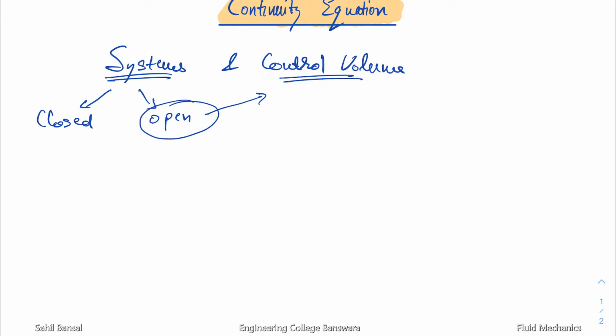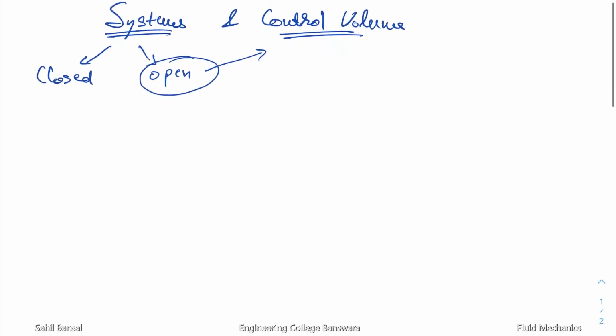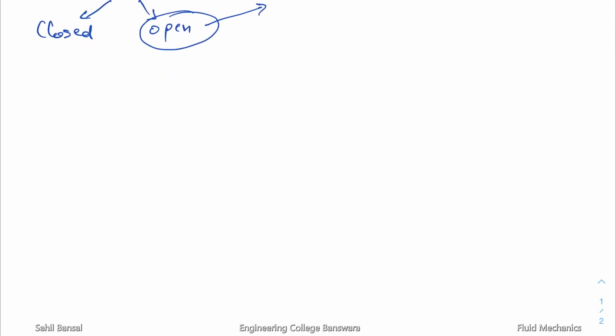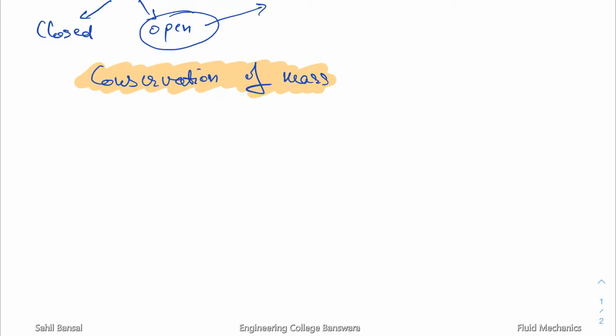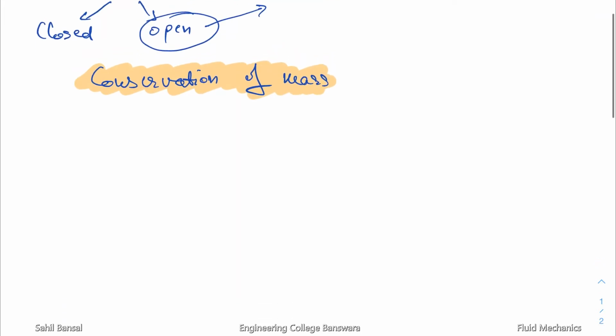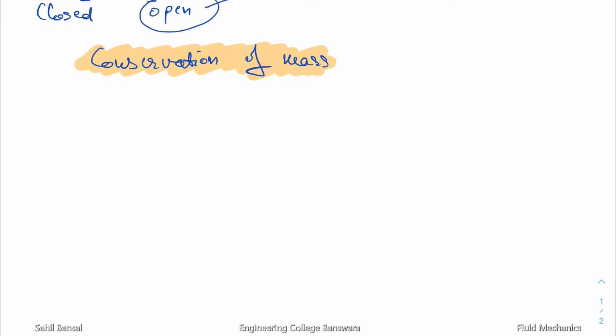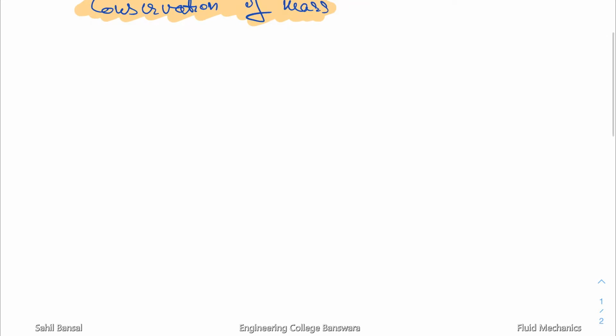So now, moving further, we will study about continuity equation. But before we get to continuity equation, we need to know a very basic principle that you must have studied. What's it? Conservation of mass. This is the principle from which we will derive the continuity equation. It's a very basic equation used widely all over the fluid mechanics.